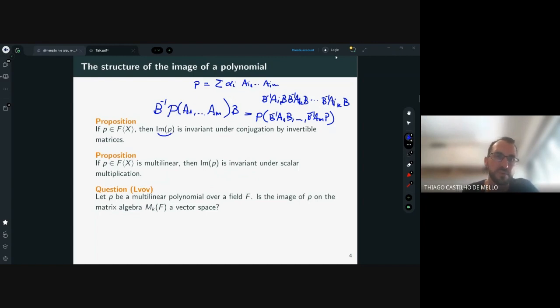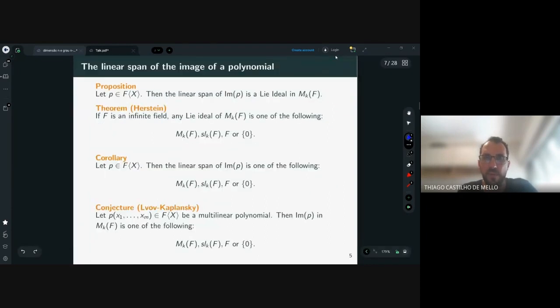So this question is attributed to Lvov. Actually, it's not attributed, it's a question of Lvov. You can find it in the Dniester Notebook of unsolved problems in algebra. And we are going to develop a little bit more to relate this with other results here. So if you want to show that the image of P is a vector space, it would be the same as the linear span of it. Okay, the linear span of a vector space is itself. So let's consider the linear span of the image of a polynomial, and let's see what we get.